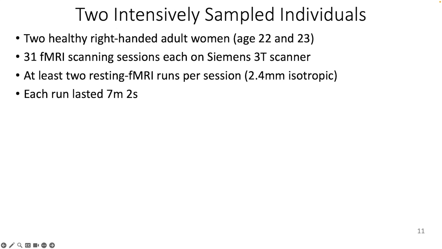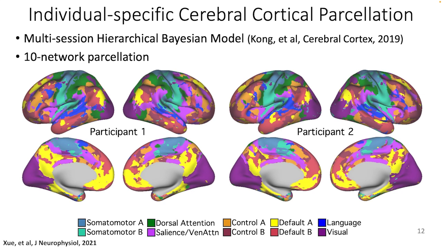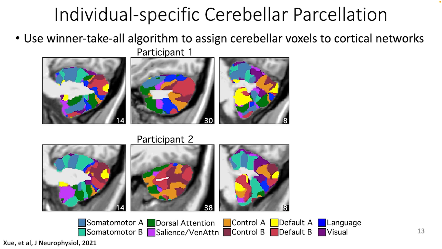And now, let's shift our focus to the individual level. In our 2021 paper, we estimated individual-specific cerebellar parcellation on two intensively sampled participants. These two participants each completed 31 sessions, comprising about 60 runs of resting state data. We first used a multi-session hierarchical Bayesian model from our group to obtain individual-specific parcellations on the cerebral cortex. Then we used a winner-take-all algorithm to assign cerebellar voxels to cerebral cortical networks.